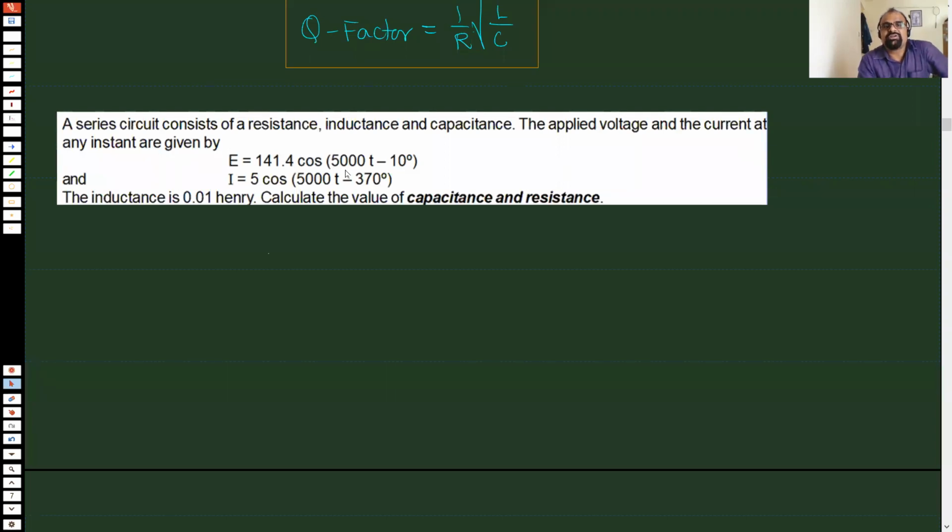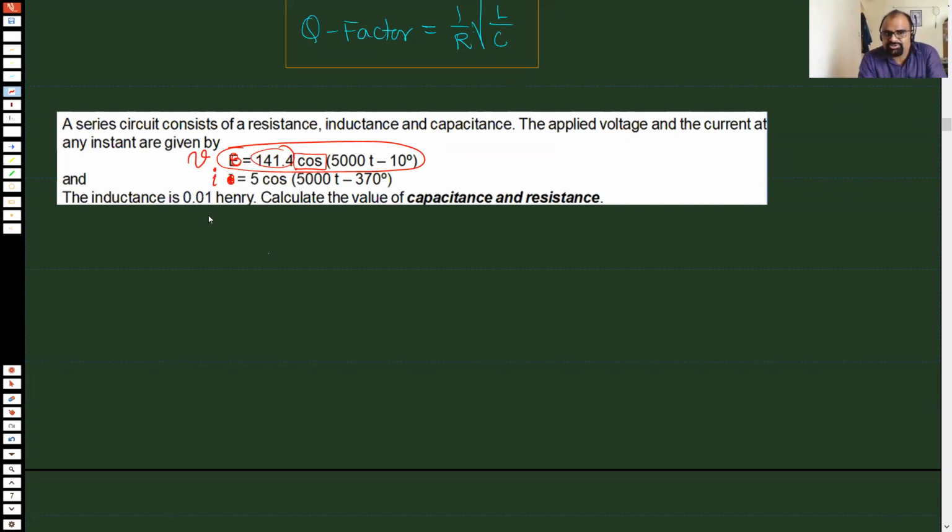So this is the applied voltage. Now see, instantaneous values are given. V instantaneous is equal to V naught sine omega t plus phi. Here in place of sine they have given cosine, but we should not worry too much about it, because not only the voltage, this is instantaneous voltage and this is instantaneous current.